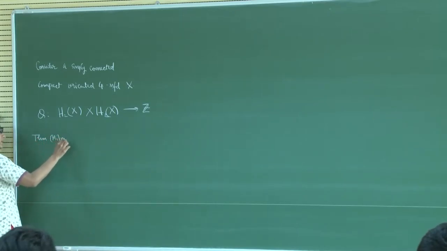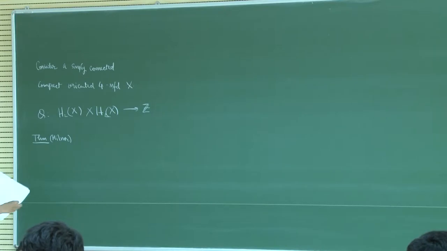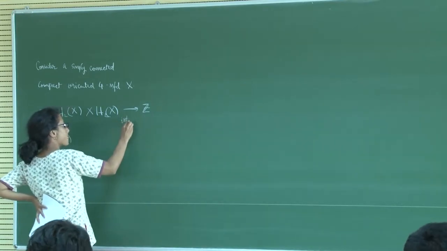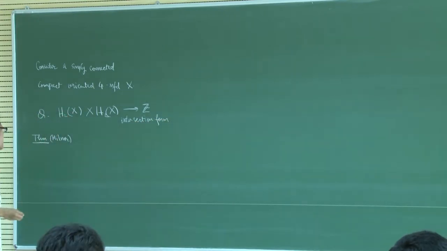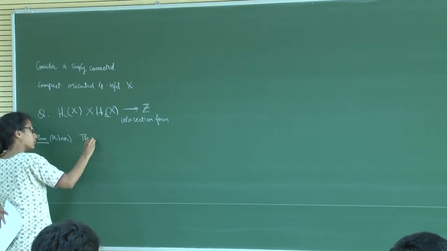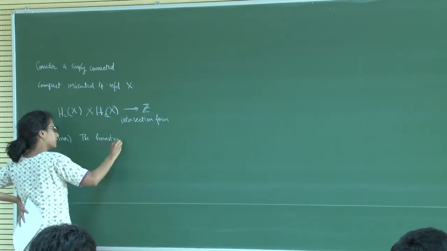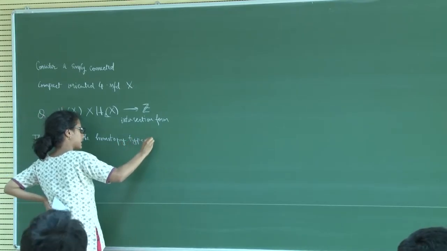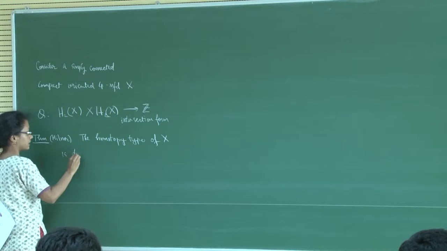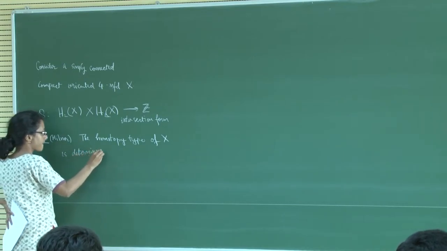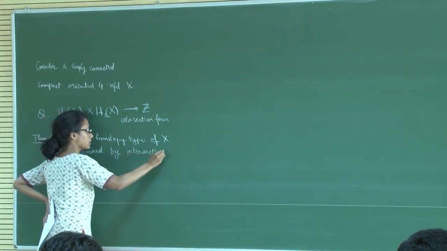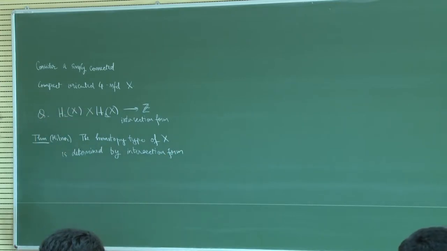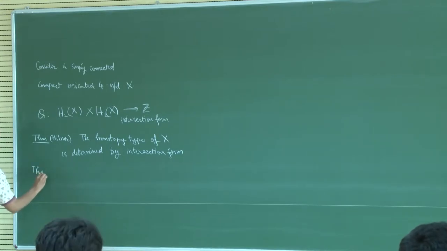There's a theorem of Milnor which says that, so this is called the intersection form. This theorem says that the homotopy type of X is determined by the intersection form. And this uses another theorem.